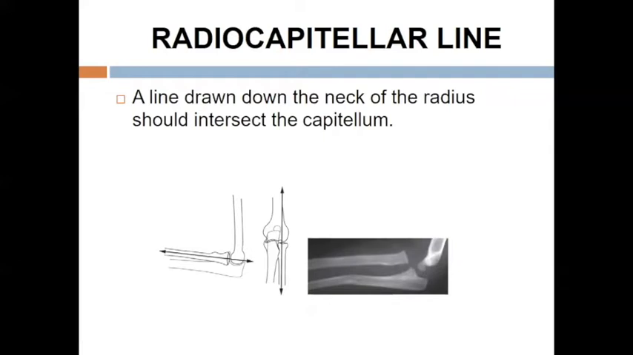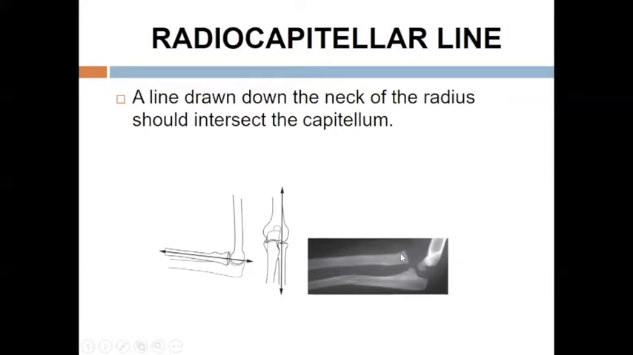Radiocapitellar line is to check whether there is displacement of the head of the radius. The most important thing regarding this is that you don't draw a line through the shaft. The line should start from the neck. Why? Because there is a small angulation between the neck and shaft of the radius, so when we draw from the shaft, it may change. So always draw the line through the center of the neck of the radius.